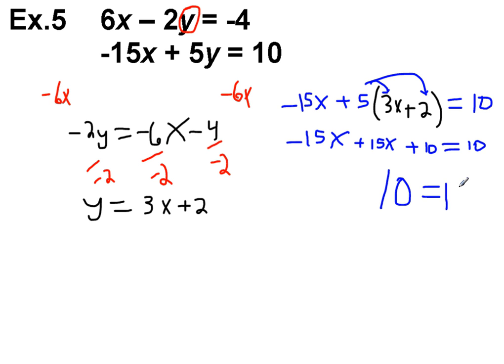Now that is not my answer, because remember our answer is usually an ordered pair. But this kind of clues us in as to what the answer is. When the variables drop out, you either have a true statement or an untrue statement. You can see that 10 equals 10 is a true statement. And so what this represents are 2 lines that are actually the exact same line, and that means there are infinitely many solutions.